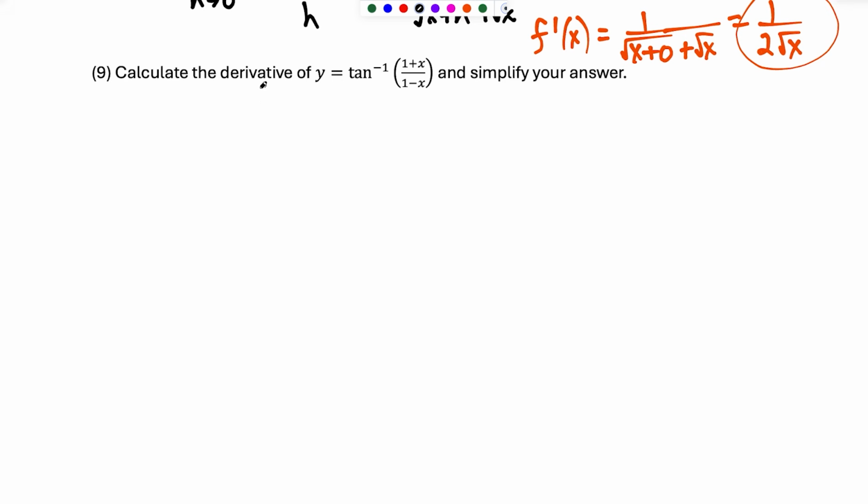For question 9, we're going to calculate this derivative here. And for this one, we have to know a few rules. We have to know the quotient rule.